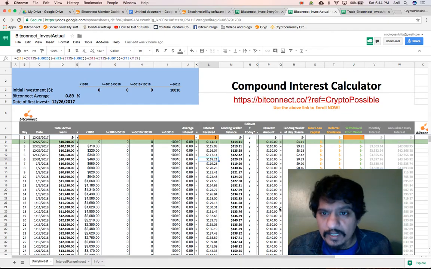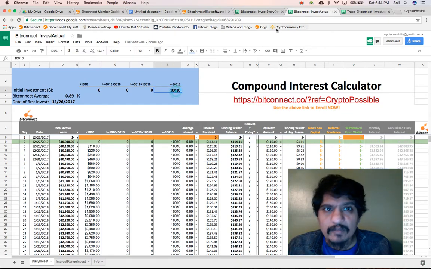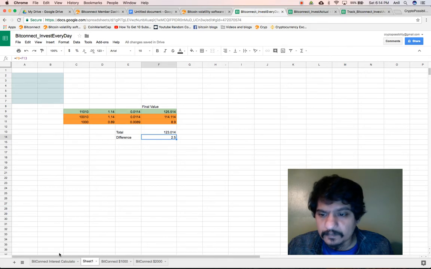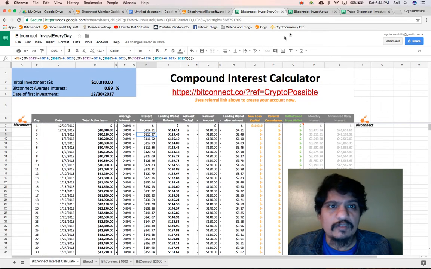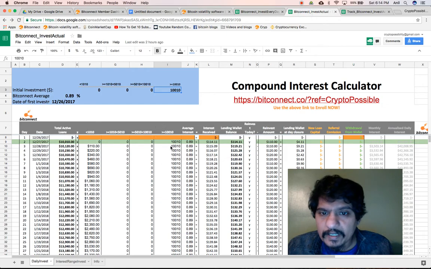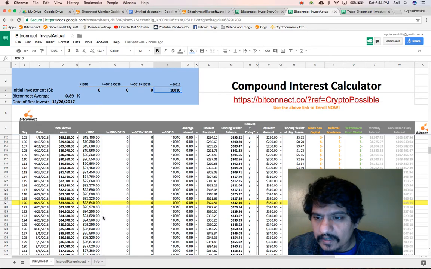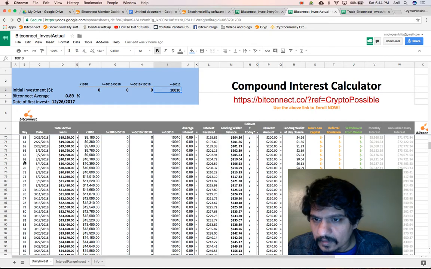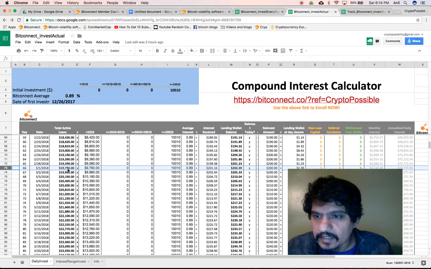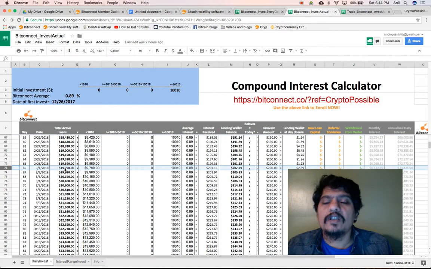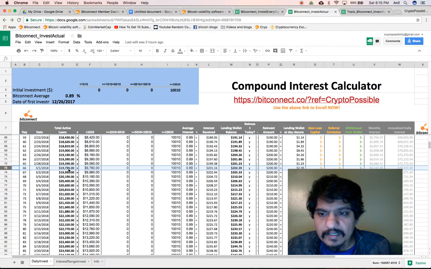So here is the new calculator. I have put in the same numbers here, $10,010, and let's see what happens after 66 days. After 66 days, your total loan investment is 19,790, which is the actual value.